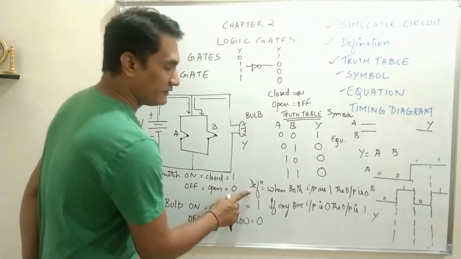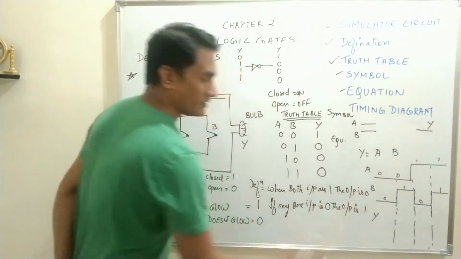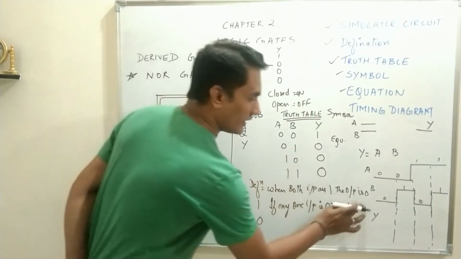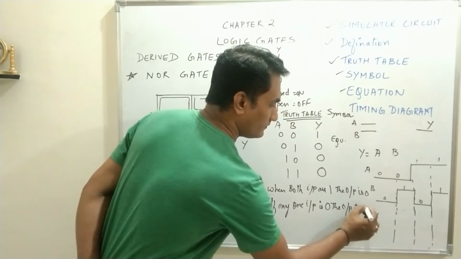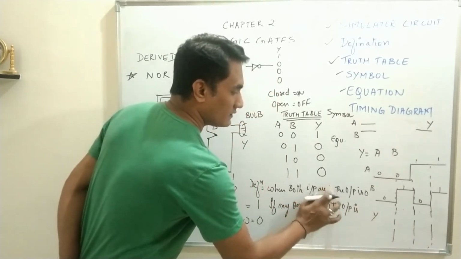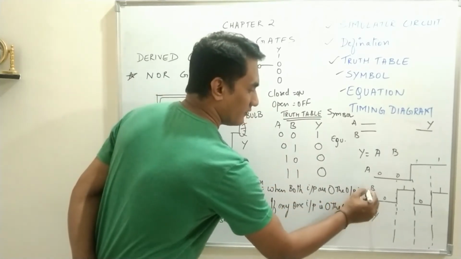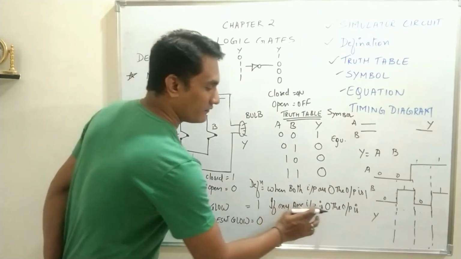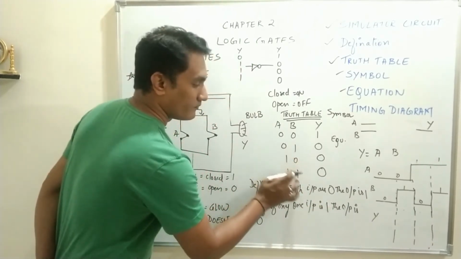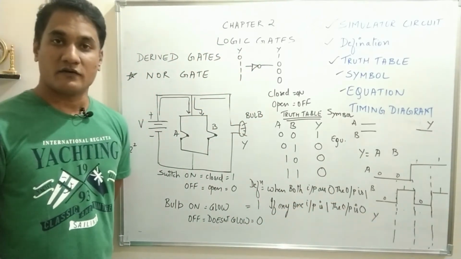So how will we write the definition? When both the inputs are 1, the output is 0. If any one of the input is 0, the output is... When both the inputs are 0, the output is 1. If any one of the input is 1, the output is 0. So this is the definition of NOR gate.